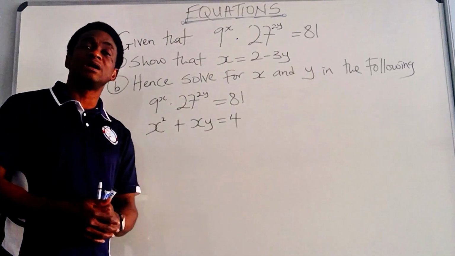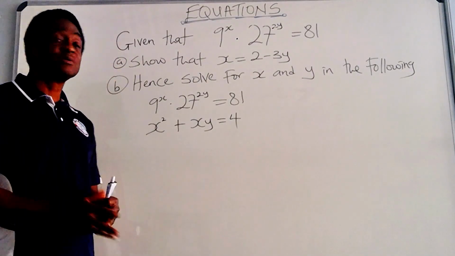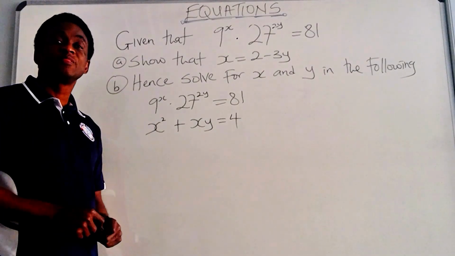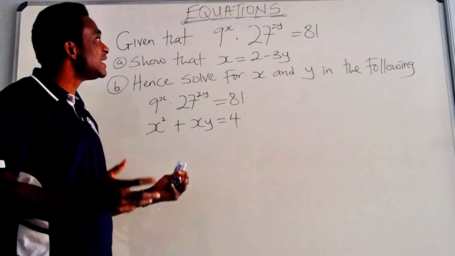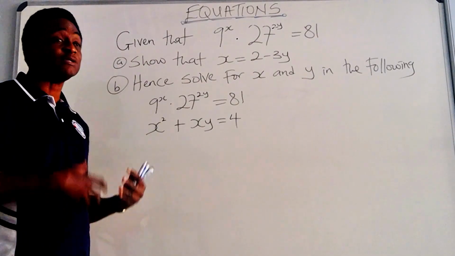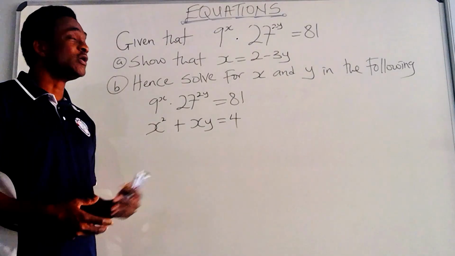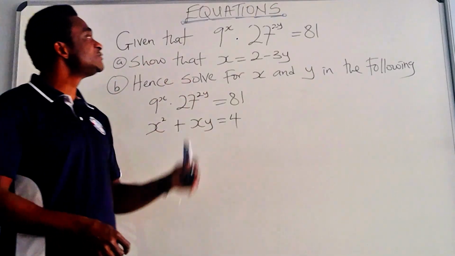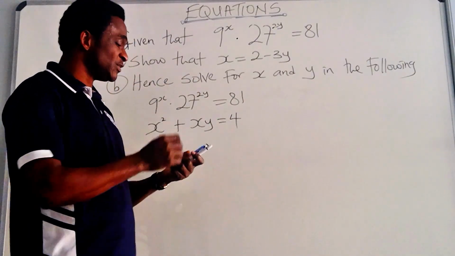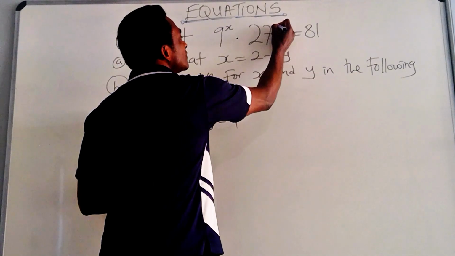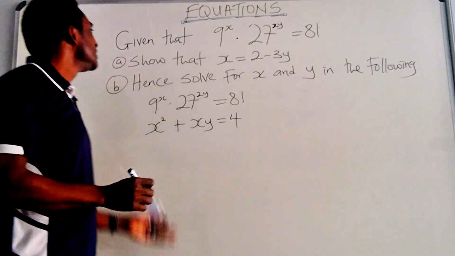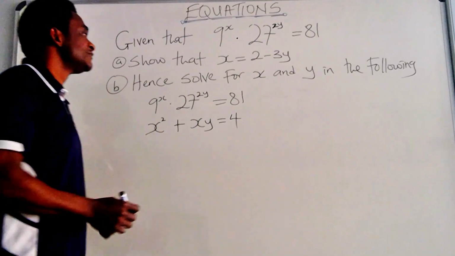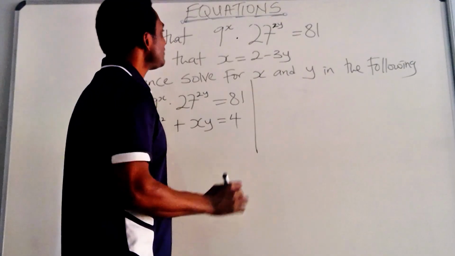Today we are going to look at equations. We are going to look at simultaneous equations that are generated from exponents. So we have a combination of exponents that will lead us to solve for the unknown variables using simultaneous equations. Here we are given that 9 exponent x times 27 exponent 2y equals 81. The first question is asking us to show that x is equal to 2 minus y. So let's get to that.